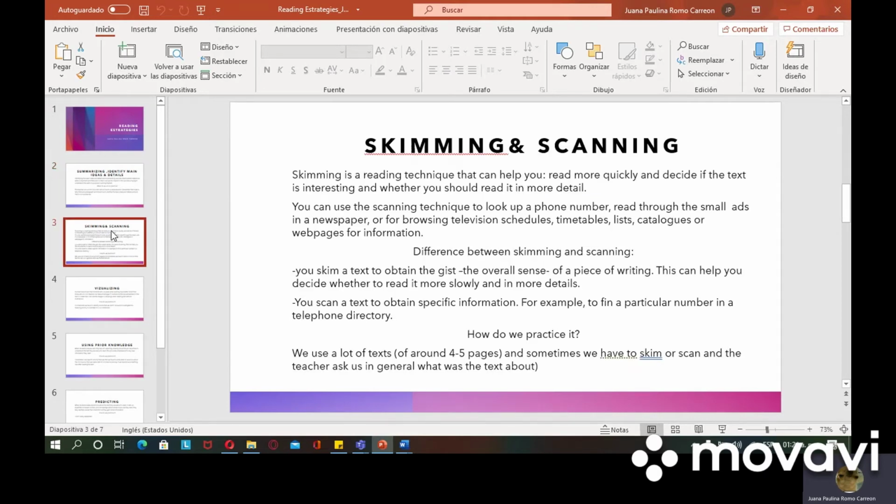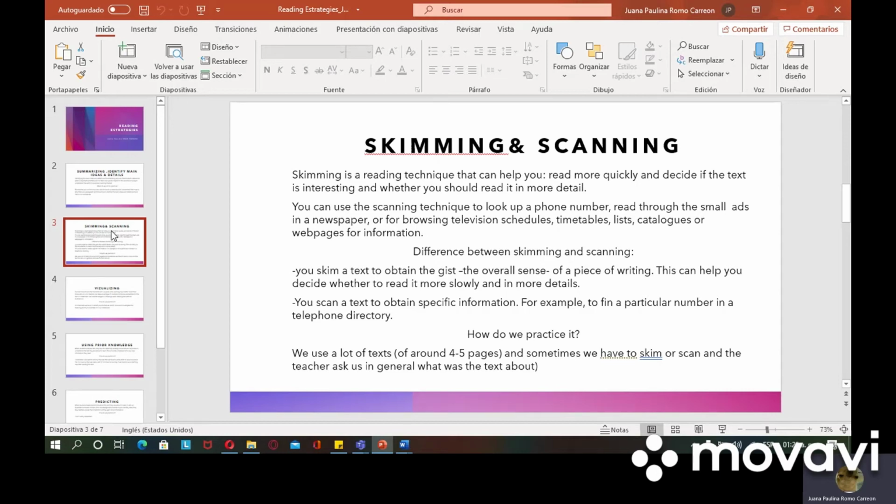The next things are skimming and scanning, and the difference between them. Skimming is to obtain the gist, the overall sense of a piece of writing. It's like deciding if the text is going to be interesting or not, and whether to put more attention on the details. And scanning is to obtain more specific information.